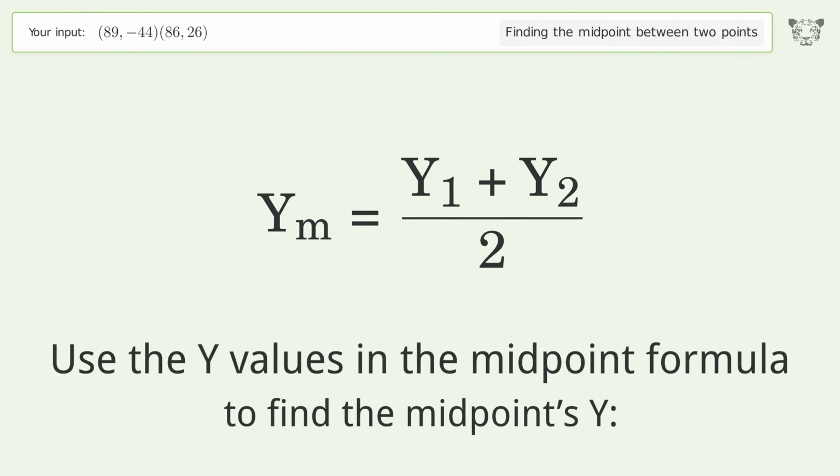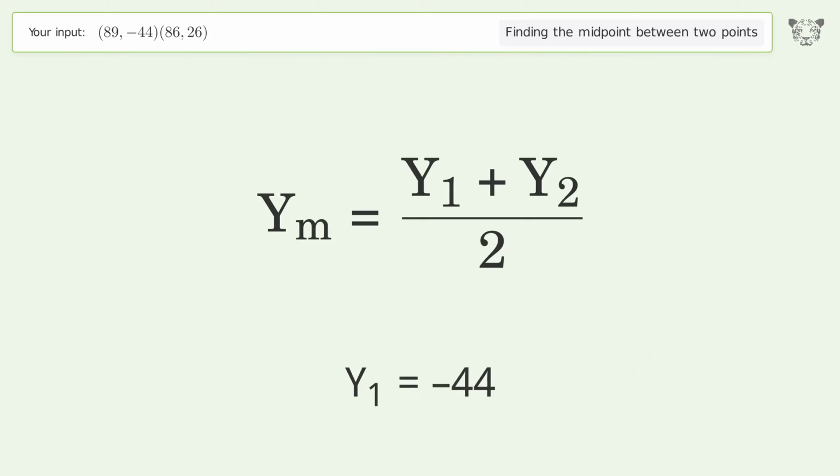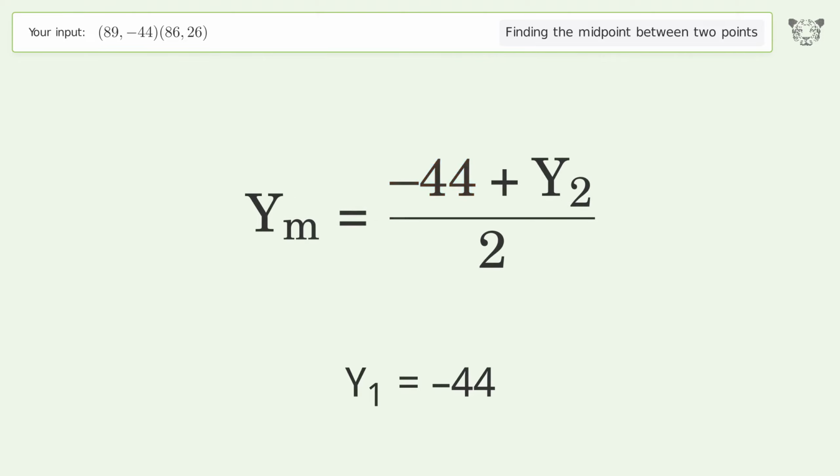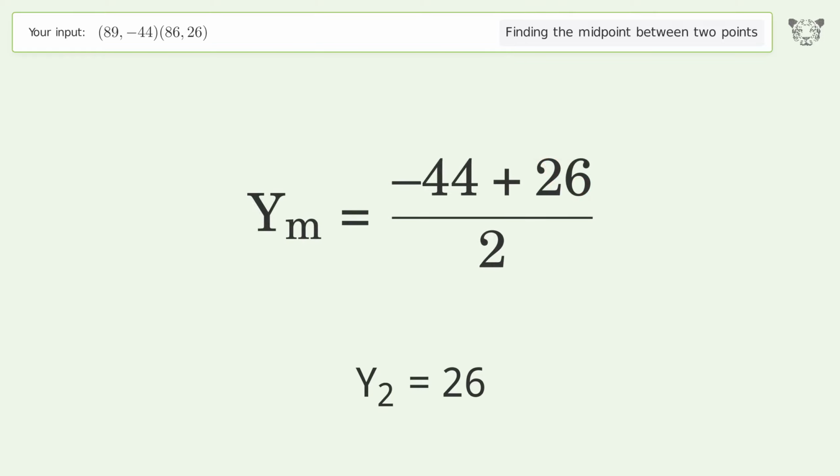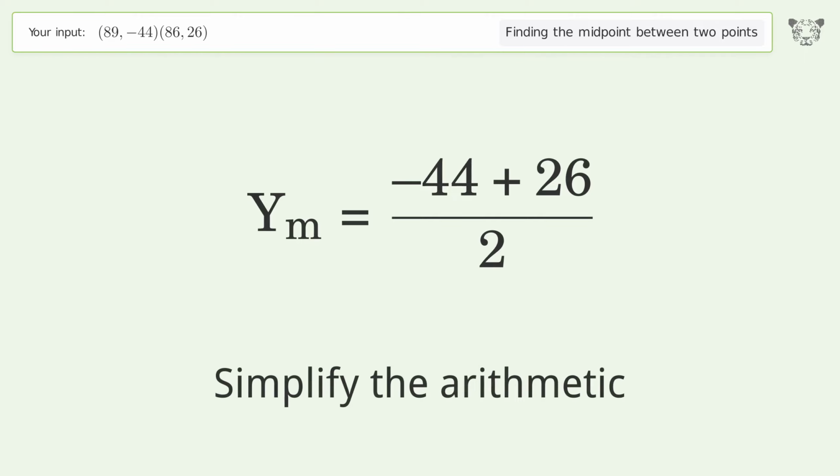Use the y values in the midpoint formula to find the midpoints y. y1 equals -44. y2 equals 26. Simplify the arithmetic.